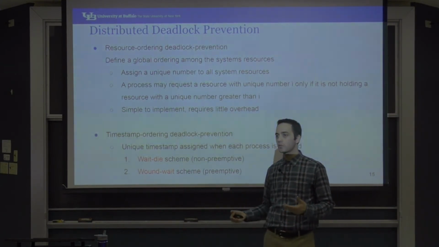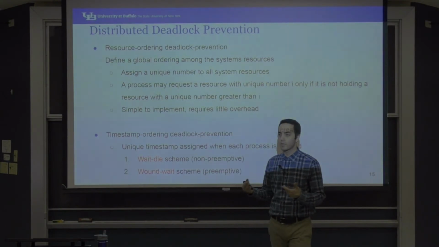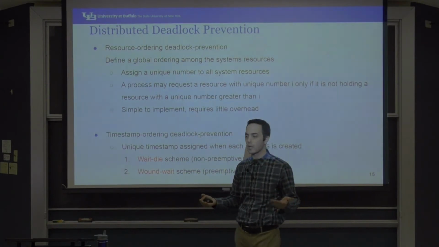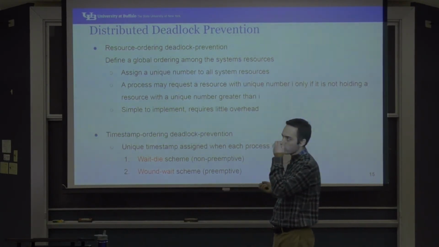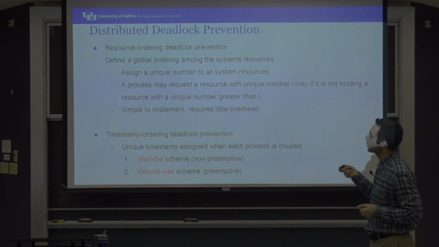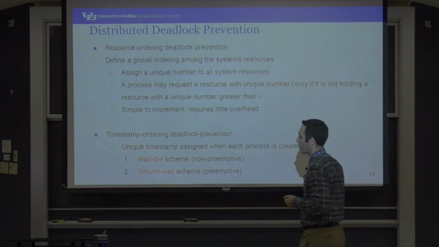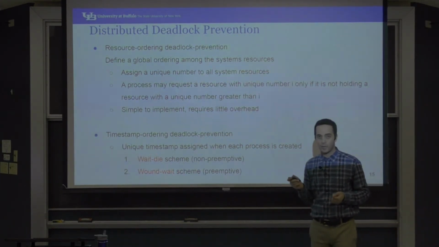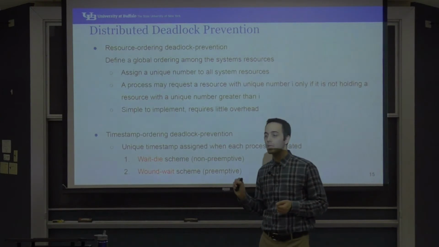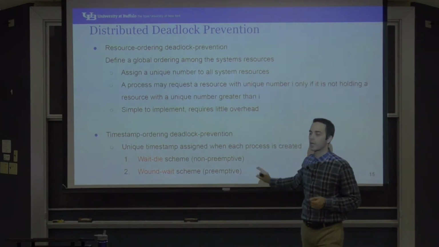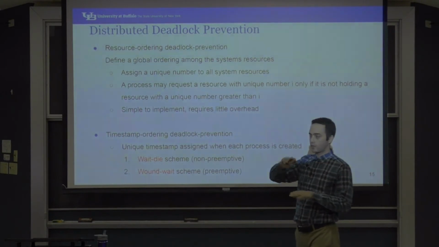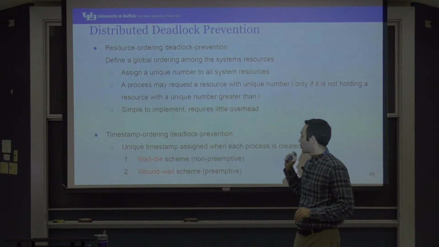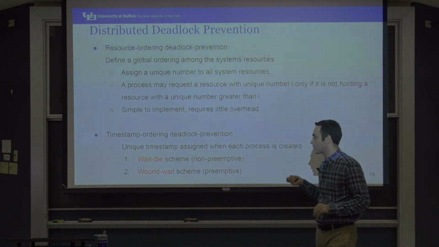A lot of the times chances are you can get this resource and this resource, and there's no one else in the opposite direction. So it will be an overkill. Now, the other way to prevent deadlock is timestamp ordering. With each process, you assign a timestamp when they're created, and this timestamp stays with them throughout the whole algorithm, right? And there are 2 different approaches. One is the wait-or-die scheme, which is non-preemptive, and the other one is the wound-or-wait scheme, which is preemptive.